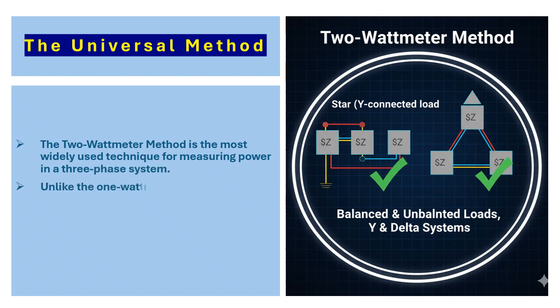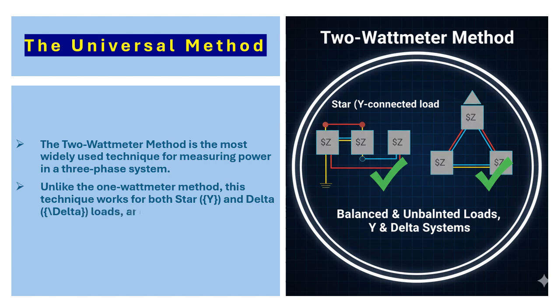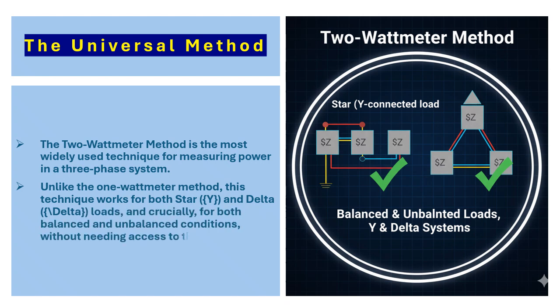Unlike the one-wattmeter method, this technique works for both star (Y) and delta (Δ) loads, and crucially, for both balanced and unbalanced conditions, without needing access to the neutral point.